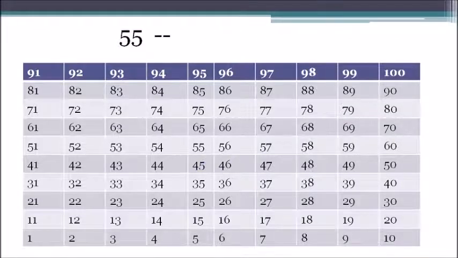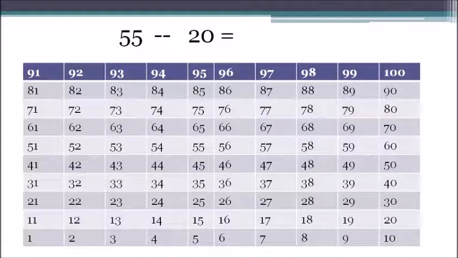Now let's do another one. 55 will remain the same. 55 minus 20. We know how many tens there are in the number 20. In the number 20, there are 2 tens. So in case of 1 ten, we will take one step towards down.